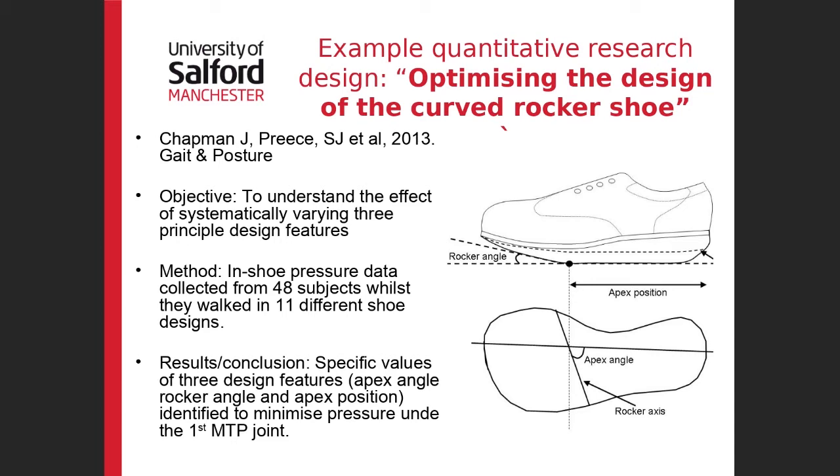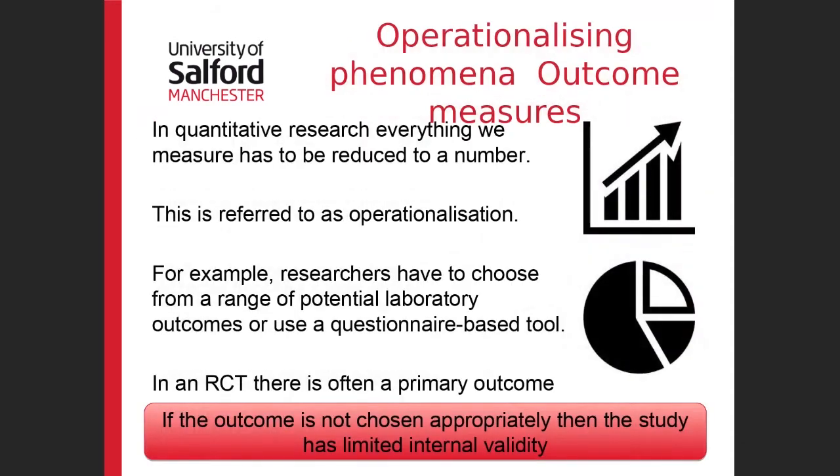And those characteristics were systematically varied by designing different shoes where we changed one thing at a time, and then asking people to walk in these different shoes. And by doing that, we could understand which type of footwear designs were associated with the lowest pressures within the shoe.